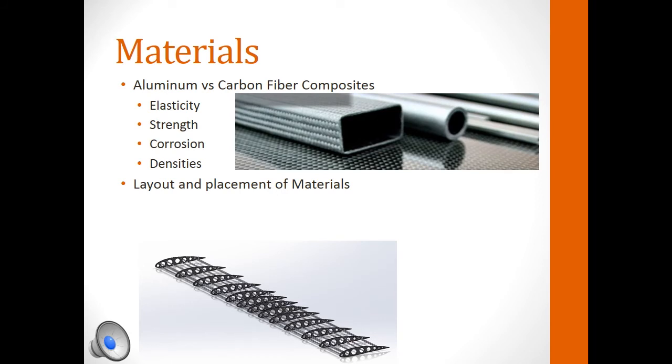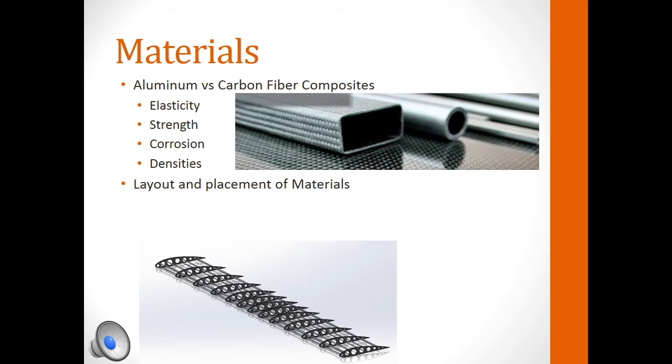So for the materials portion of our structural analysis, we started with an analysis of a couple of different materials, including aluminum, carbon fiber, titanium, and steel, and leaned towards the end towards aluminum and the carbon fiber composites, mainly for their strength and cost, as well as manufacturability and weight were our main two.